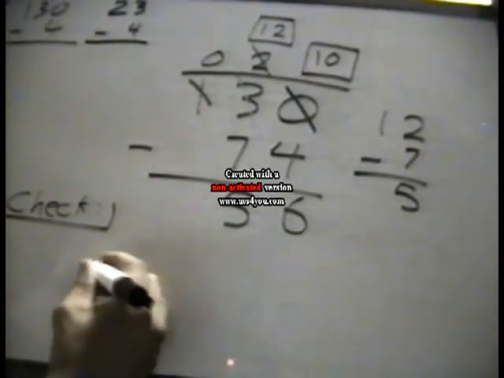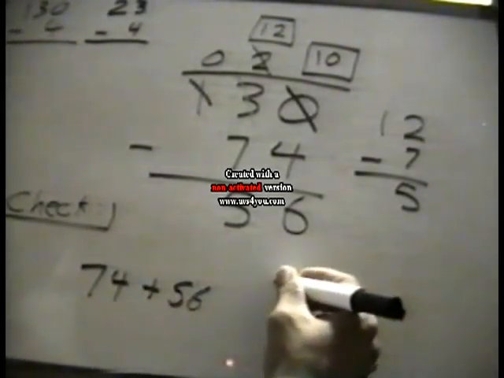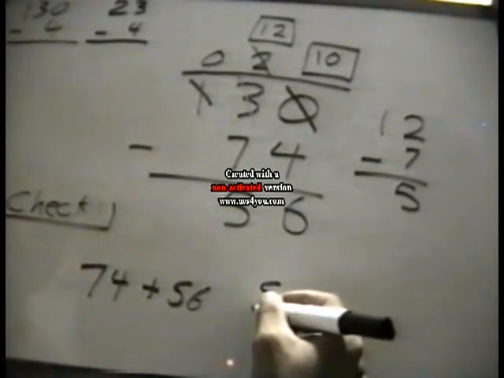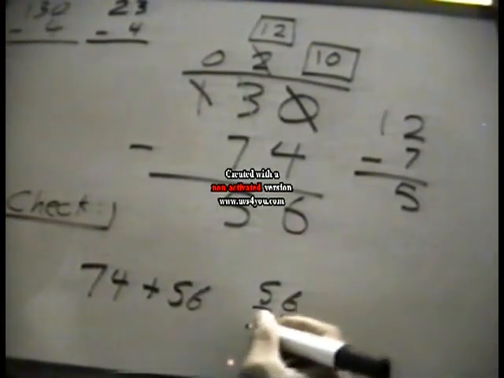Okay. When we crossed out this 1, of course, the 0 goes there. So 0 minus 0 is 0. Okay, so 130 minus 74 is 56. And if we want to check, we add 74 and 56.